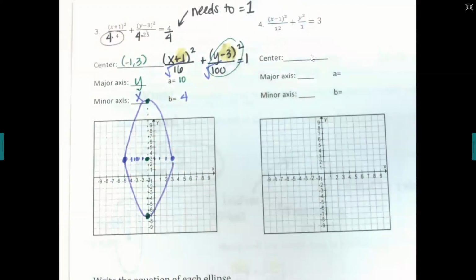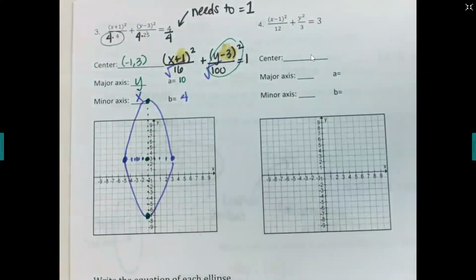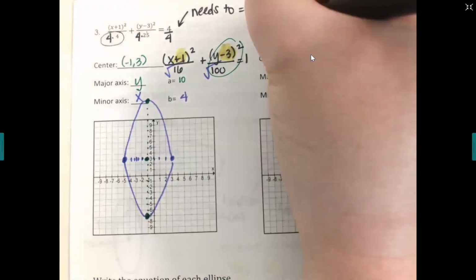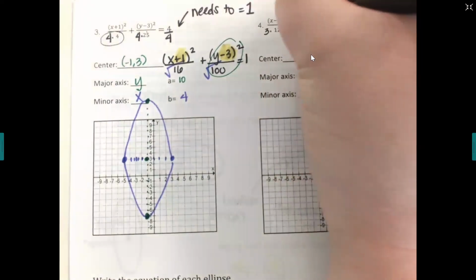Okay, mainly what you're doing on your homework is either identifying the center from the graph or writing the equation. Okay, one more like that. Take a look at number 4. Are we ready to graph it right now? What's the problem? 3 can't be there. So we got to divide by 3, which means we're multiplying anything else on the bottom side.